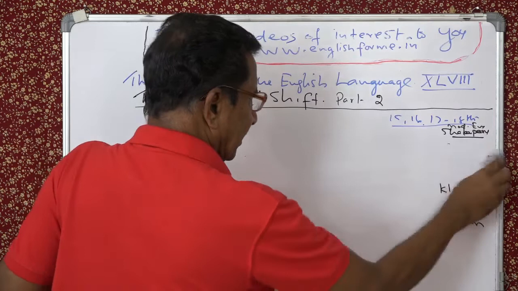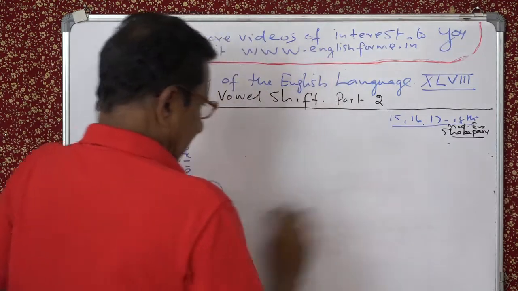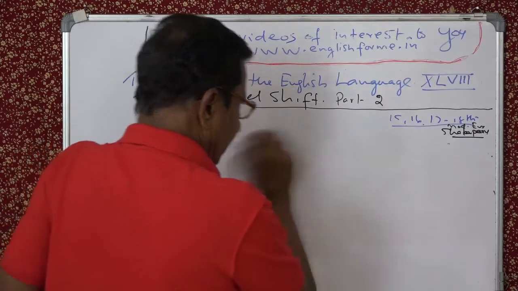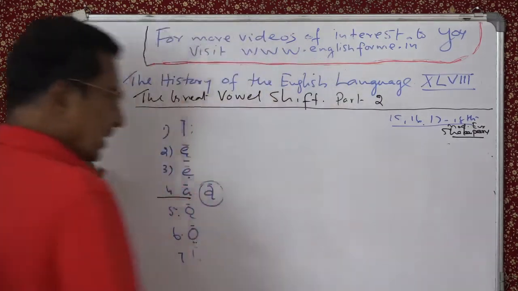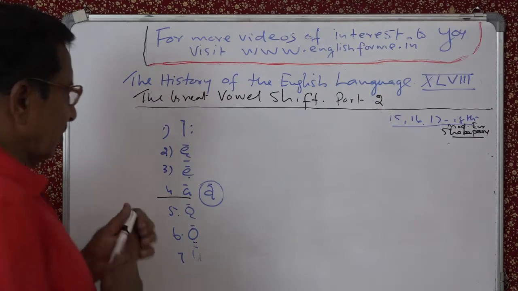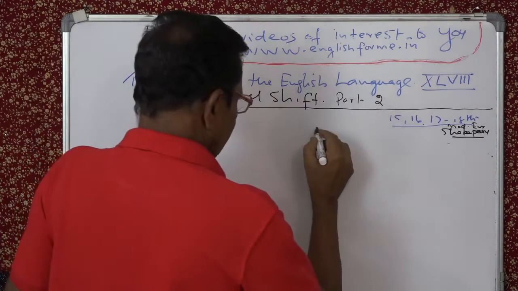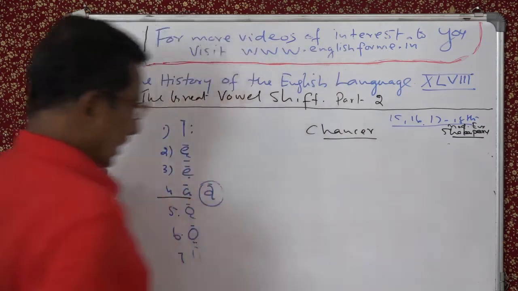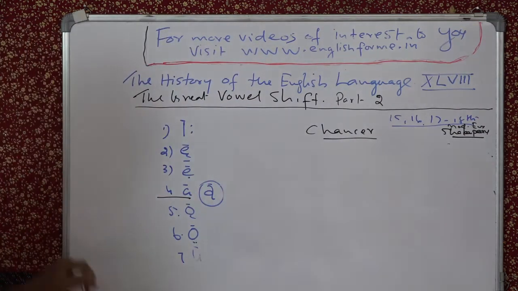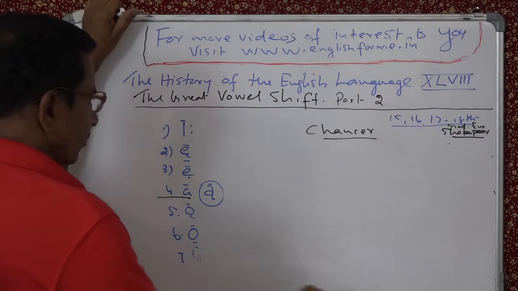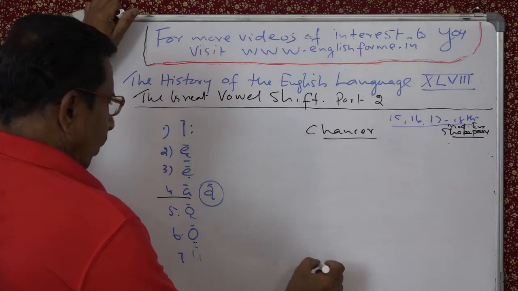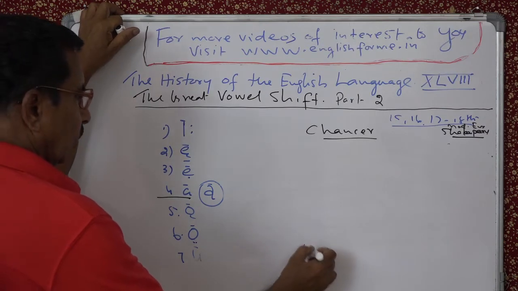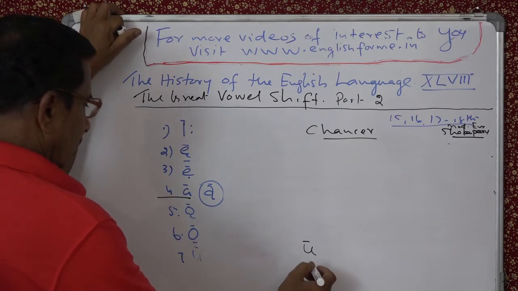Same as Shakespeare. Isn't it? So you have Chaucer here. Chaucer is a representative of Middle English pronunciation. Now you have what? Oo. See, you have got oo. Alright?